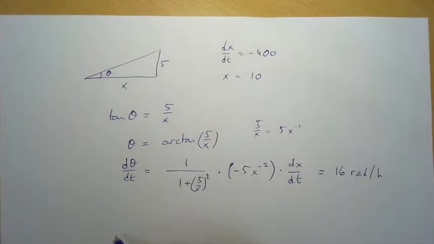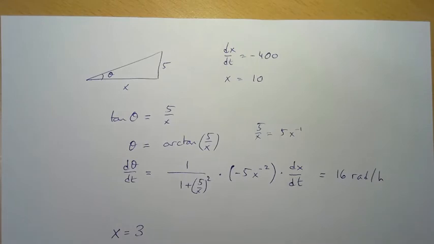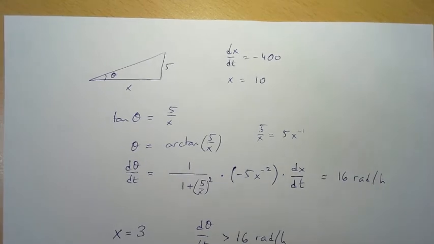Now the question that I want to ask is, what if x was equal to 3? Would it be a larger number or a smaller number than 16 radians per hour? Think about it for a second and then I'll give you the answer. The answer is that d theta/dt would be larger than 16 at x equals 3.